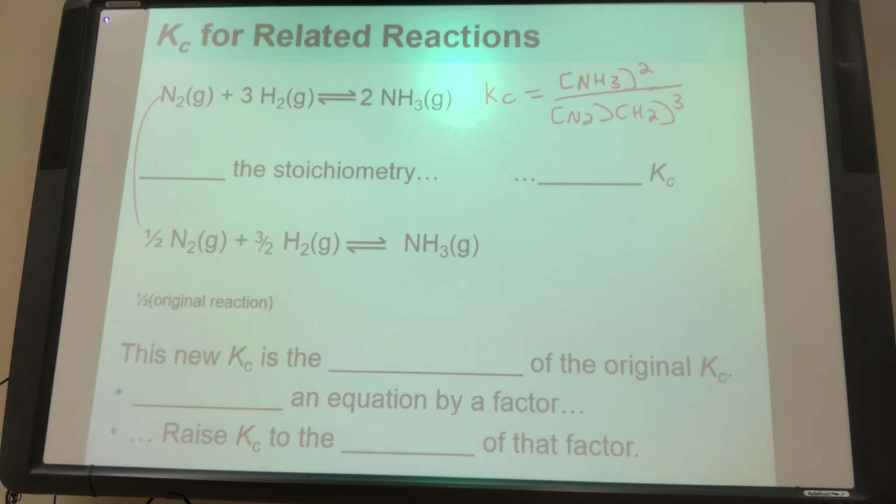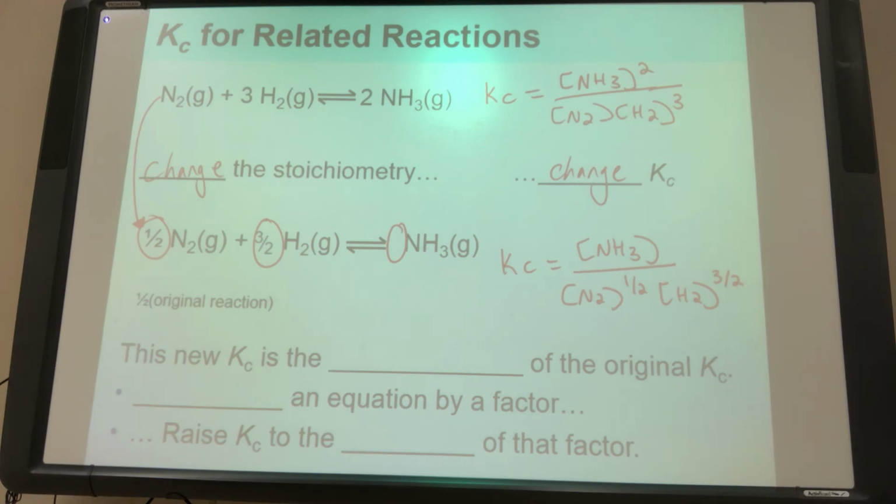Now I want to go from this equation to this equation. So what happens? My coefficients change. I'm going to change the stoichiometry. So if my stoichiometry changes, this is going to change my Kc, because remember, the exponents in my Kc are based on my stoichiometry. So if my stoichiometry changes, my Kc has to change. So my new Kc would be NH3, just to the 1, N2 to the half, and H2 to the 3 halves.